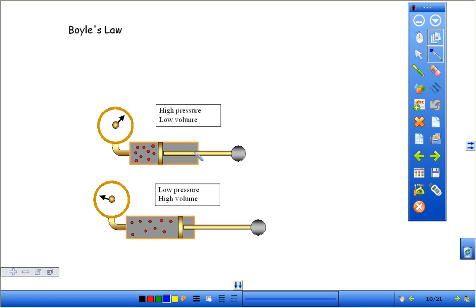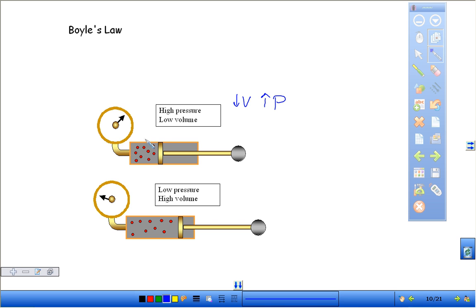And if you'll notice down here, what we have is two chambers, and one chamber has a smaller volume for the gas, and you'll notice the needle is pointing to a higher pressure. As we decrease the volume, the pressure is going to increase. So we have this relationship: as the volume decreases, the pressure is going to increase. And that relationship is called an inverse relationship.